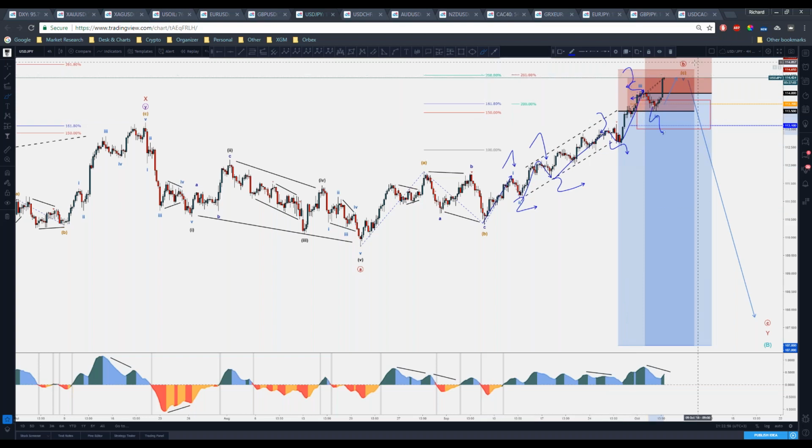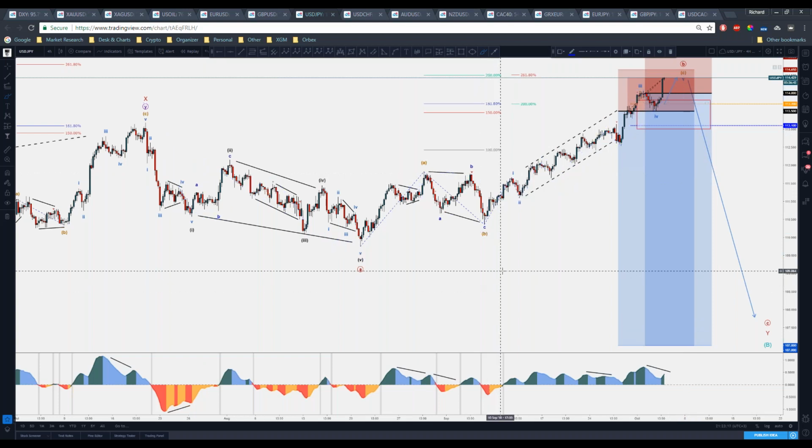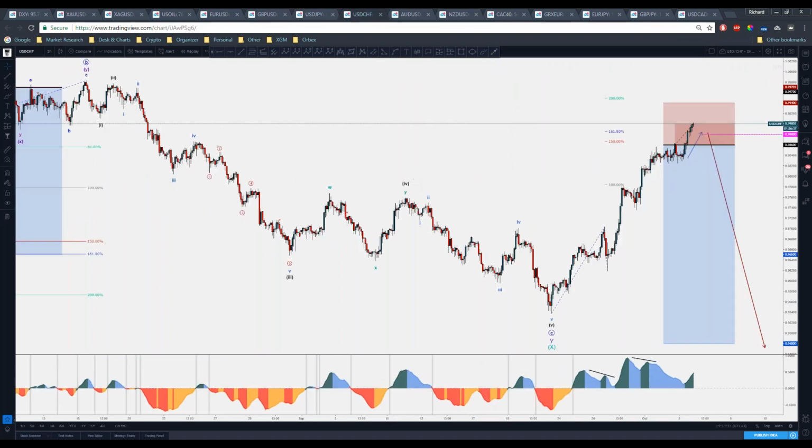After 1, 2, 3, 4, 5 comes ABC. But the way this structure looks, it's still corrective. This could be followed by something deep. Okay, that's the USD yen on the 4-hour chart. Pound Swiss also finalizing a fifth leg on the upside. Yeah, notice the fourth wave right here, and the last attempt.